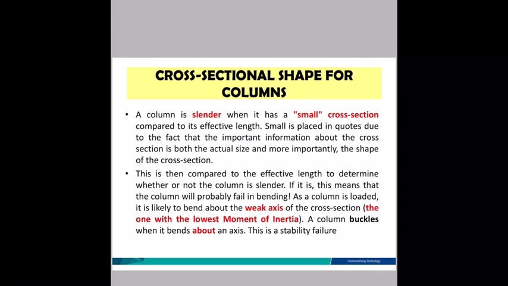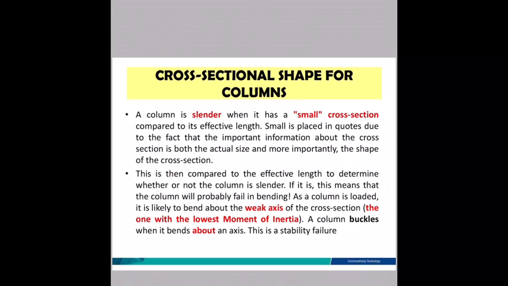Cross-sectional shape for columns. A column is slender when it has a small cross-section compared to its effective length. Small is placed in quotes because the important information about the cross-section is both the actual size and, more importantly, the shape of the cross-section. This is compared to the effective length to determine whether or not the column is slender. If it is, this means that the column will probably fail in bending.